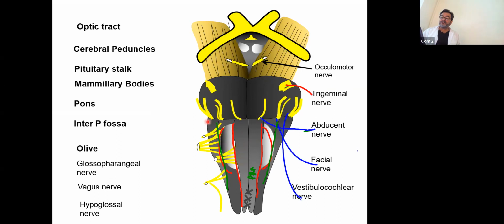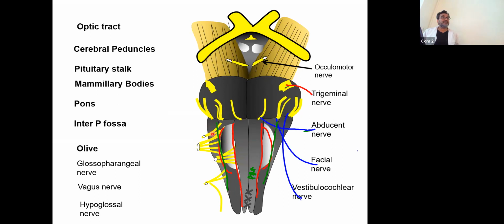Next, you are seeing another elevation, which is just behind the olive. This elevation behind the olive is connecting the medulla with the cerebellum, and it is called the inferior cerebellar peduncle. So the elevation just behind the olive is the inferior cerebellar peduncle, which is connecting the medulla with the cerebellum. Now here you see three rootlets in the groove between the olive and the inferior cerebellar peduncle.